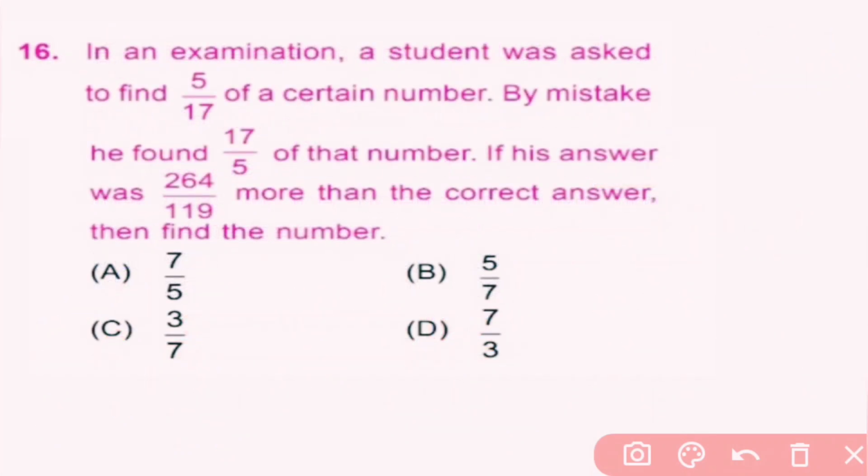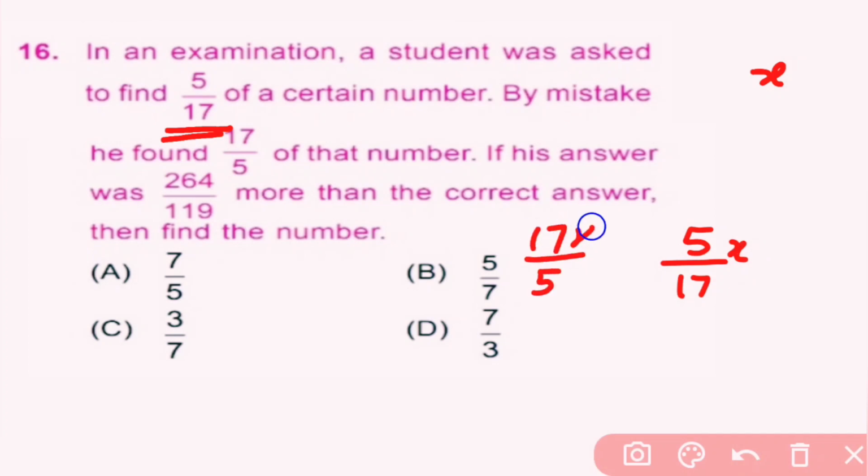Question number 16. In an examination, a student was asked to find 5 by 17 of a certain number. By mistake, he found 17 by 5 of that number. If his answer was 264 by 119 more than the correct answer, then find the number. So here we first assume that the number is X. A student was asked to find 5 by 17 of a certain number, means 5 by 17 of X. And by mistake he found 17 by 5 of that number.